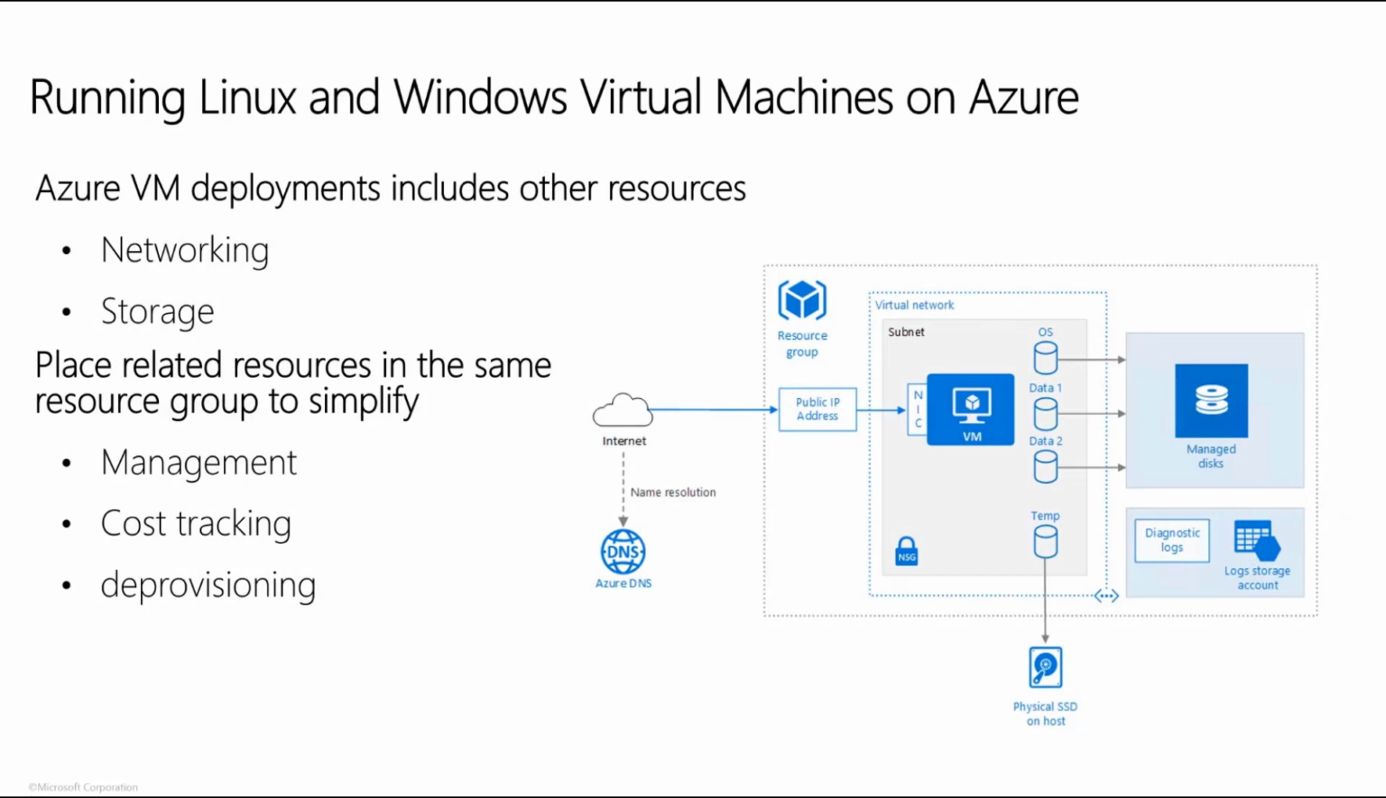So, running Linux and Windows workloads. Provisioning a virtual machine in Azure requires some additional components besides the VM itself, including network and storage resources. We already spoke about storage and networking, so we will just see how networking is done. There will be a public IP address which will be attached to the network interface card, which will be attached to the VM, and this will have an NSG.